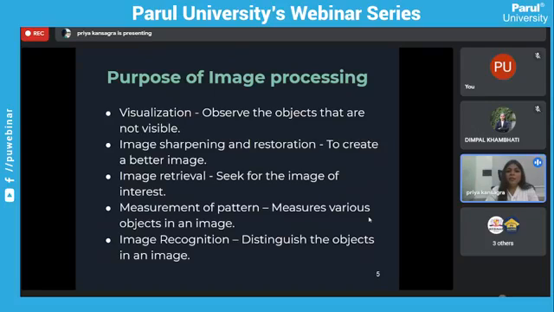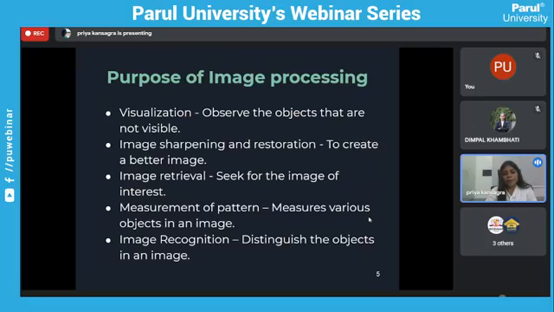Okay, and image sharpening and restoration help to create a better image. If you have an image that is not clear, you can fix it by image sharpening and restoration. Now we have image retrieval, to get a shape for the image of interest.